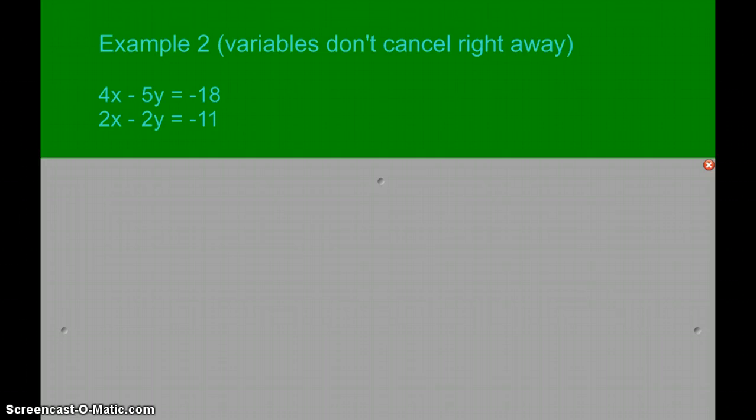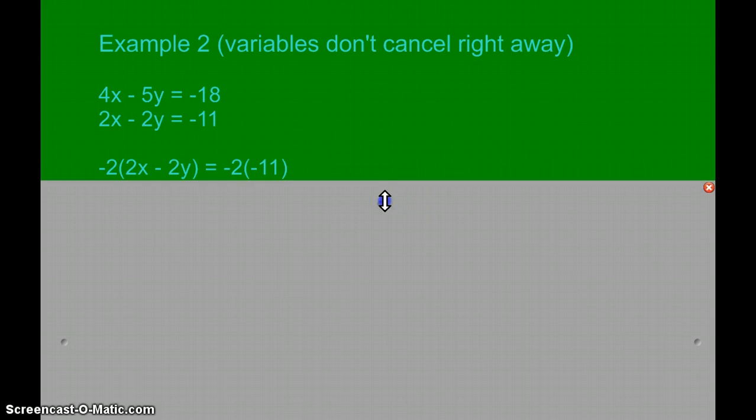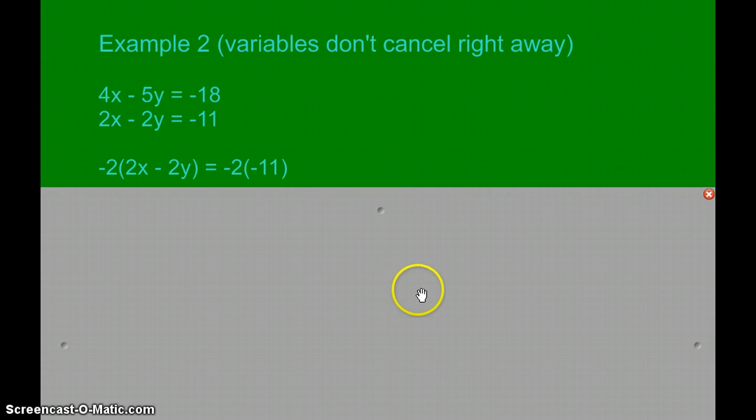a negative 4x. So we can use what we know about algebra and manipulate that second equation and turn the 2x into a negative 4x by multiplying by negative 2. Now in algebra, we have all sorts of rules. The largest one being you can change an equation as long as you do the same operation to both sides.